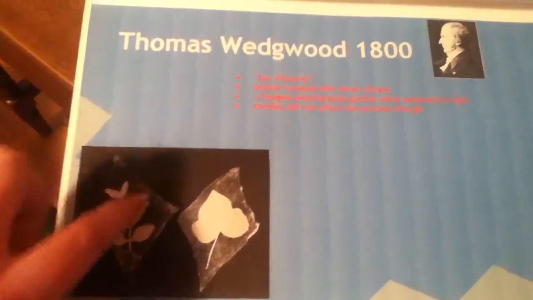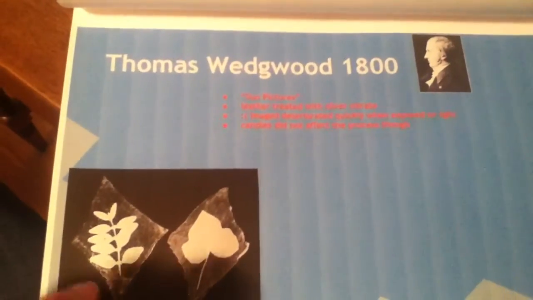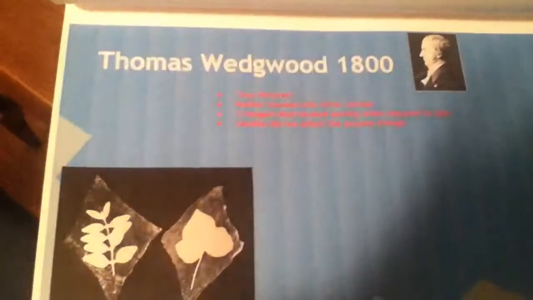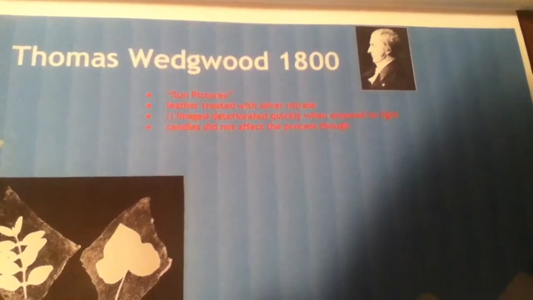Like you can see in these leaves here, these are some of the remaining pictures from that time period. These are leaves, but many of them didn't survive because they saw light and then they would be overexposed and ruined. Candles did not affect this process, but they quickly deteriorated when exposed to light, such as the sun.